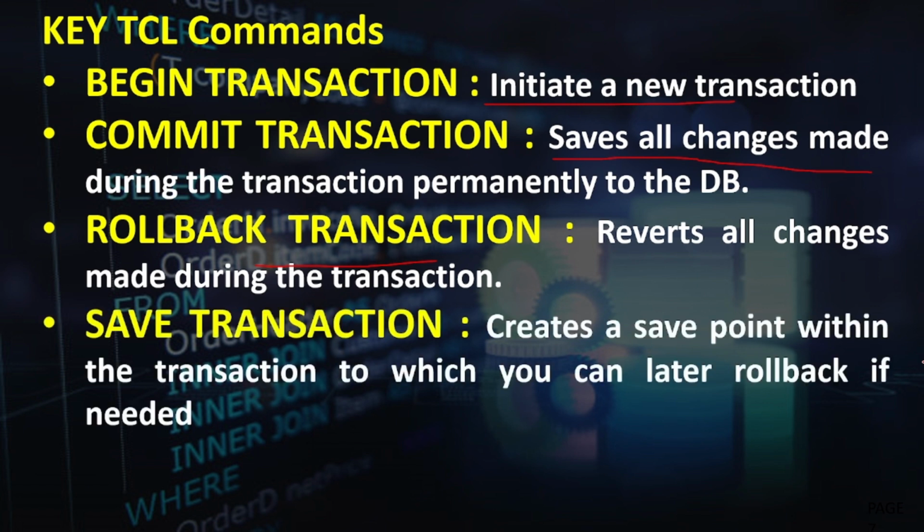And finally, we have save transaction. Using save transaction, we can create savepoints, wherein you can create labels in your transaction. Let's say your transaction contains 5, 6, 7 operations, and you want the first 2 operations to be very much safe.